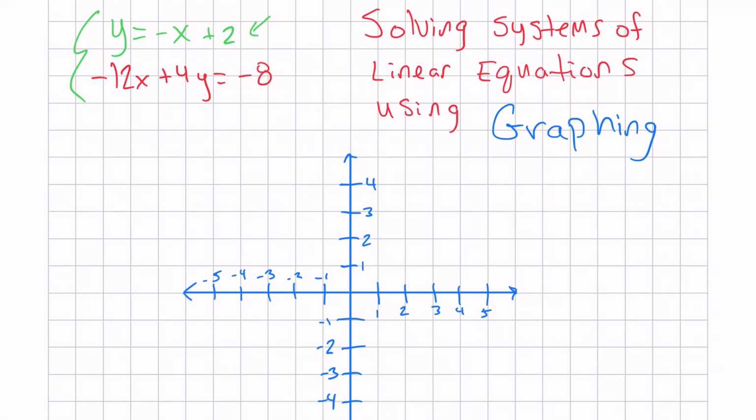Being that this is already in slope-intercept form, and knowing that this is my slope right here, attached to my x value, I have a slope of -1. I also know my y-intercept is a +2, right? Whatever is in the b value is my y-intercept. Remember, y equals mx plus b. Remember, m is your slope, b is your y-intercept.